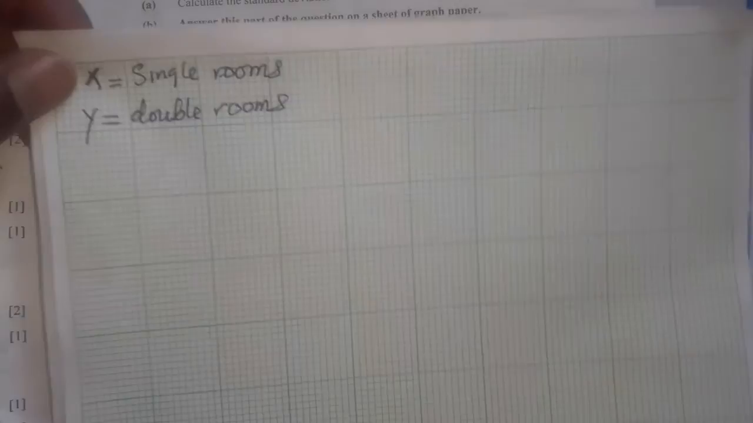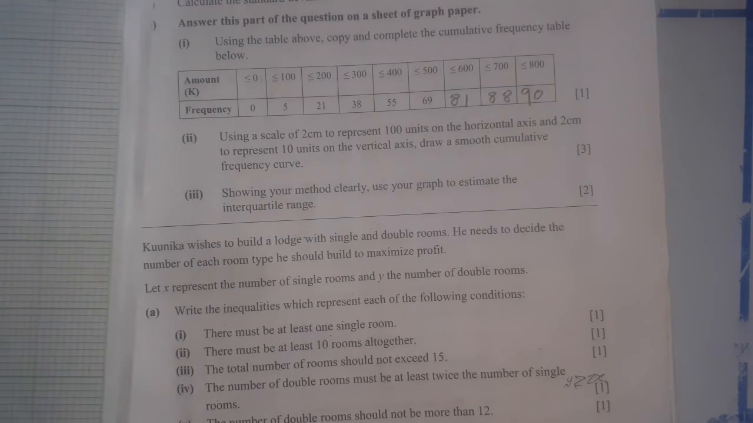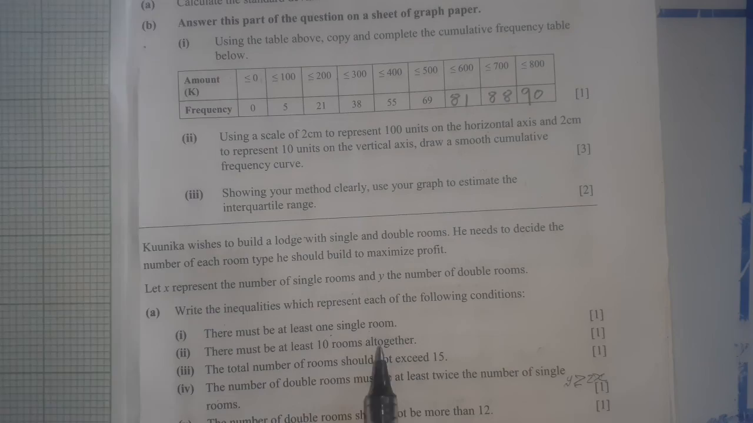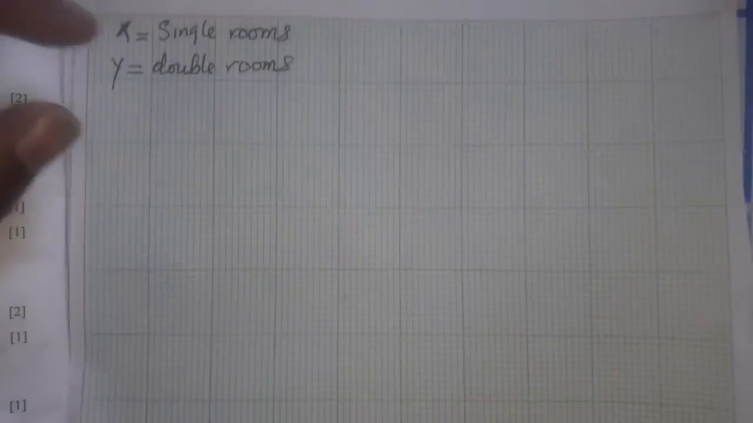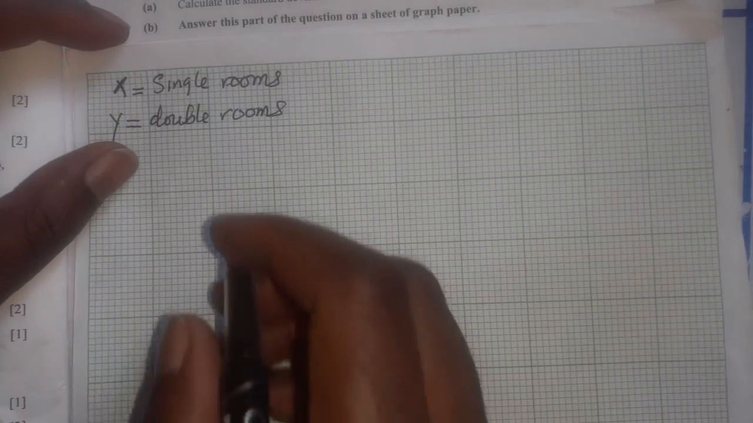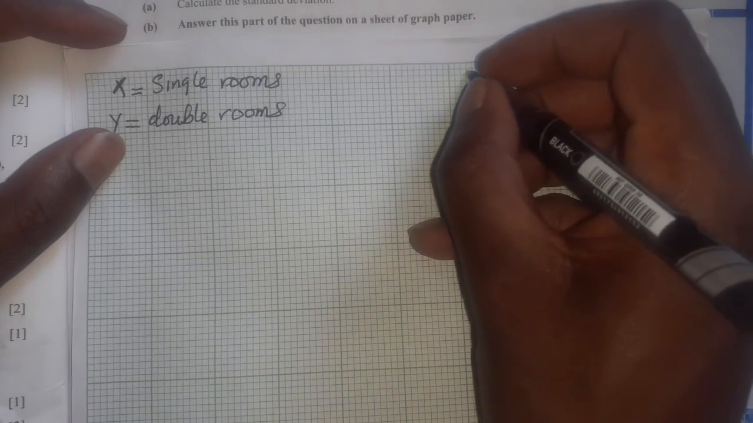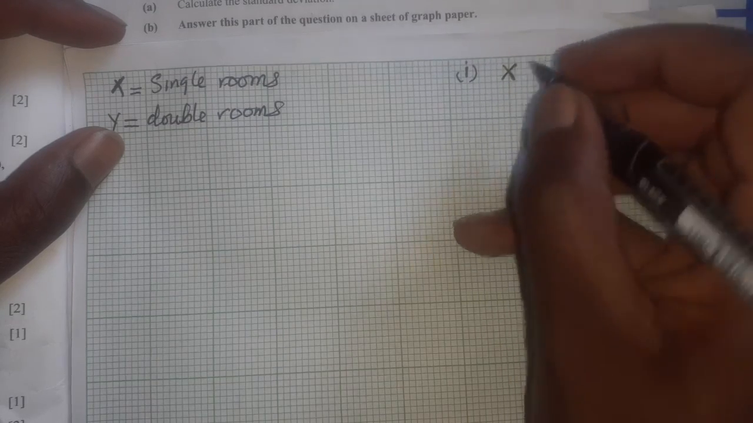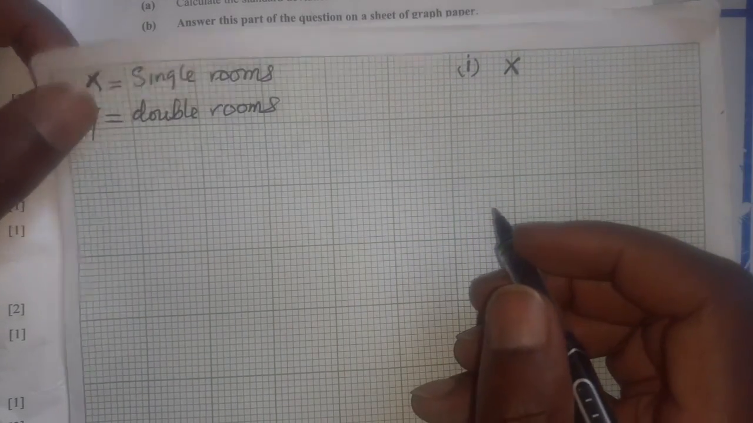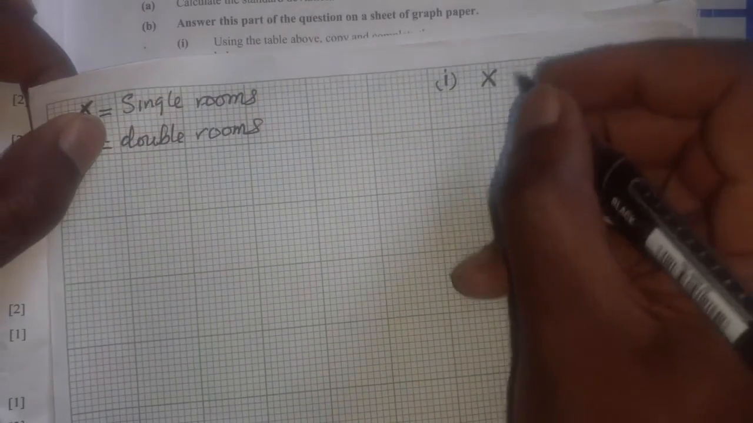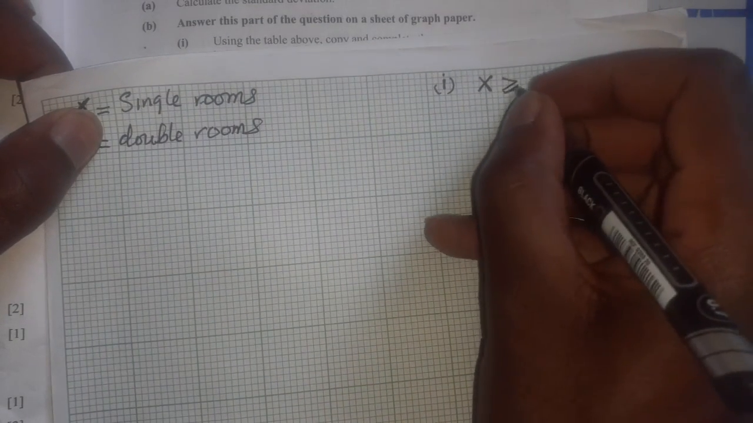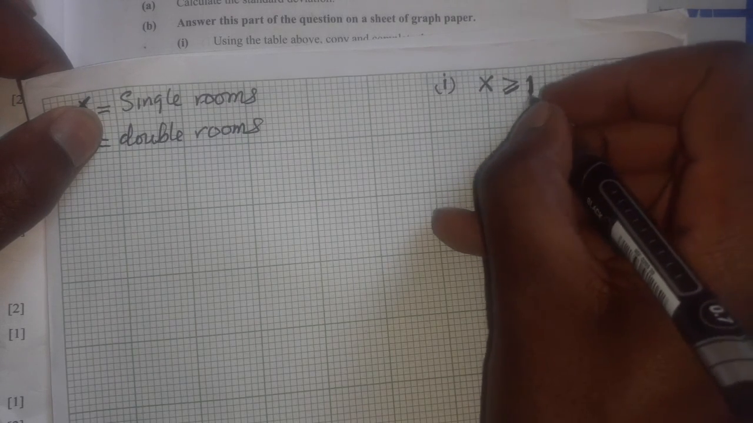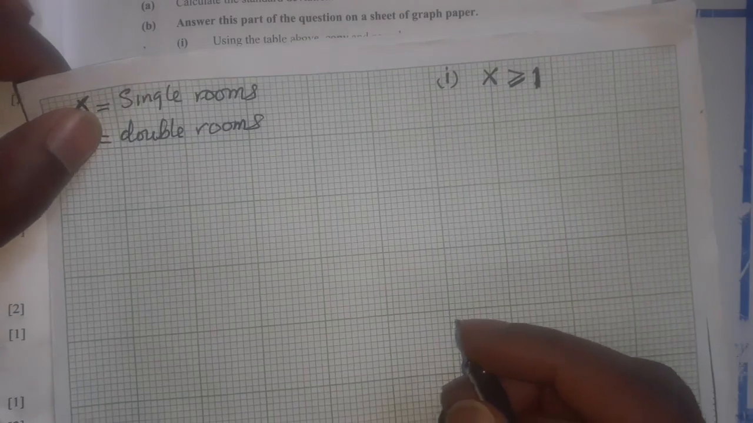So now we are beginning to write the inequalities. There must be at least one single room. So meaning the single rooms, we need at least one of them. So the inequalities are here. X represents what? The single rooms. So there must be at least, you know what at least means. It should be equal to or greater than 1. So this is our first inequality.